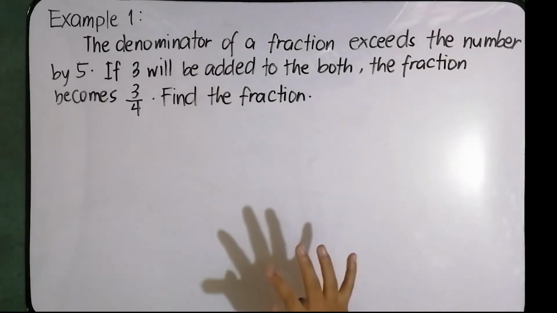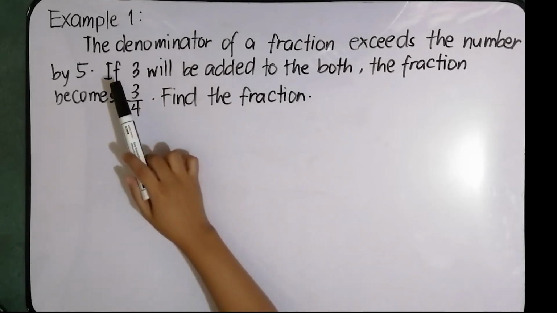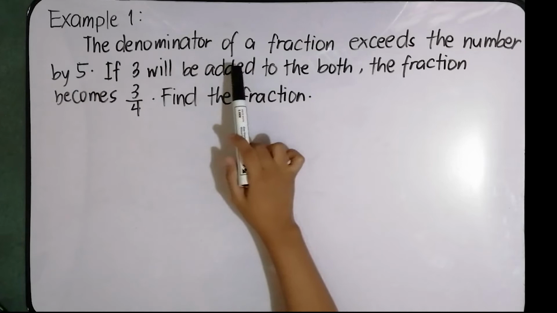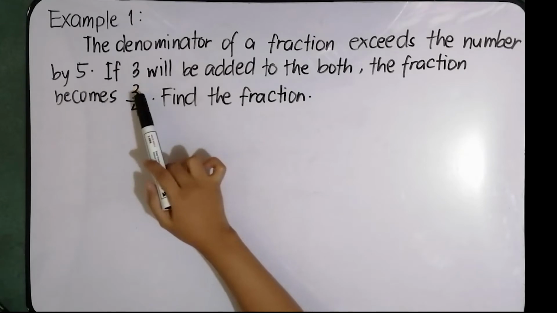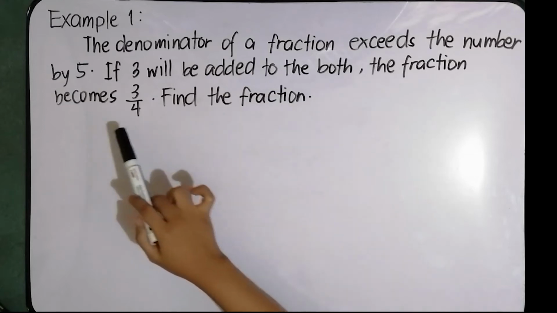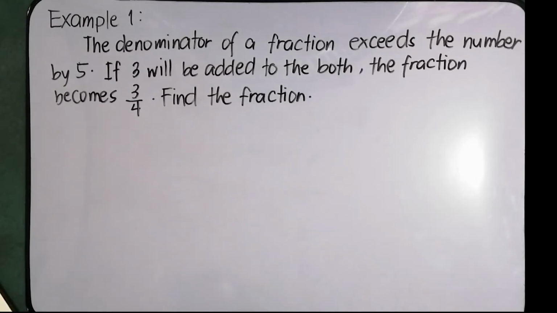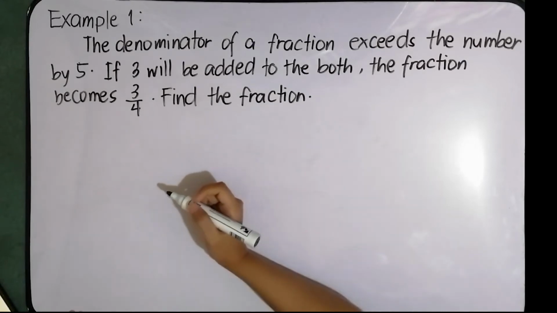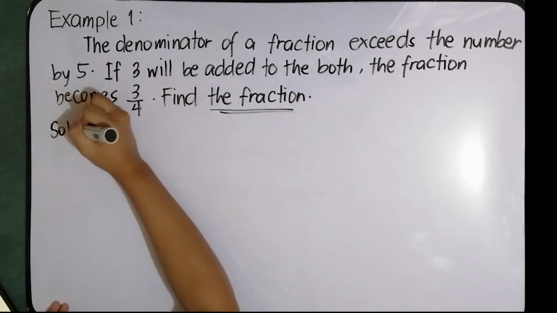Let us now have an example in solving problems involving fractions, decimals, and percentage. So we have here the first example problem. The denominator of a fraction exceeds the numerator by 5. If 3 will be added to both the numerator and denominator, the fraction becomes 3/4. Find the fraction. So we have here the given fraction that we need to determine. So let's have the solution.